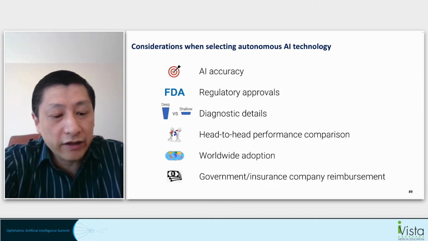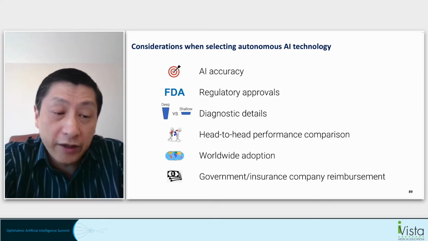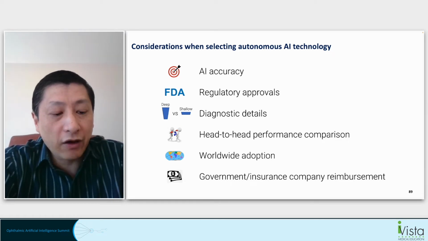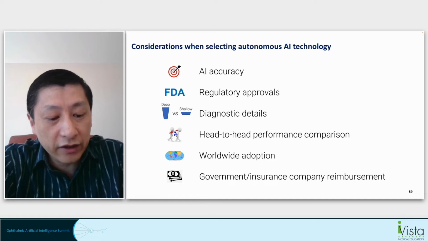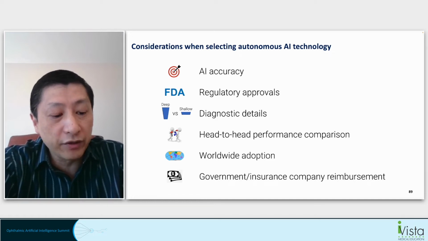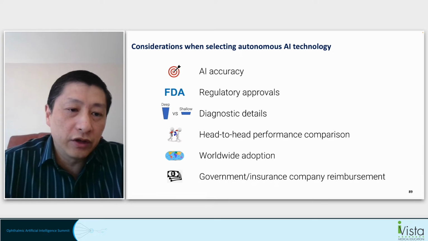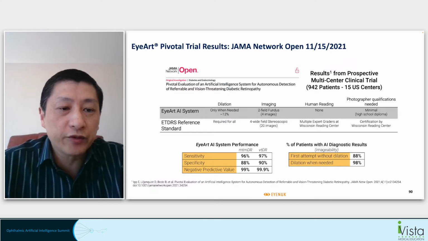Second, the extent of the regulatory approvals in key markets around the world. Third is the depth of diagnostic details. And fourth, whether the algorithm has been subject to any head-to-head performance comparison with published results. And fifth is the extent of the worldwide adoption. And finally, government and insurance company reimbursement coverage. Right? So I'm going to just use a few examples from IR to illustrate these points.